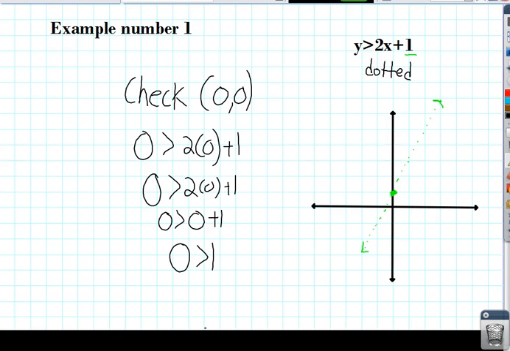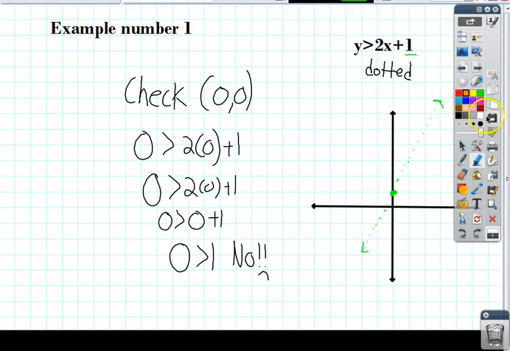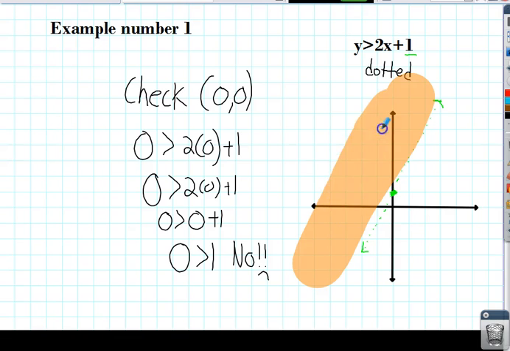That is quite silly. No, this is not a true statement. So, I cannot use the point 0, 0 because it gives me something false. So I use and shade that side of my graph. Sound effects optional. Now, what does this mean for us?